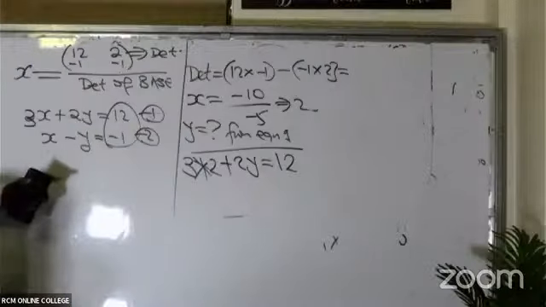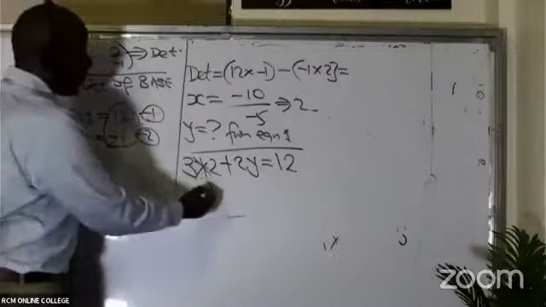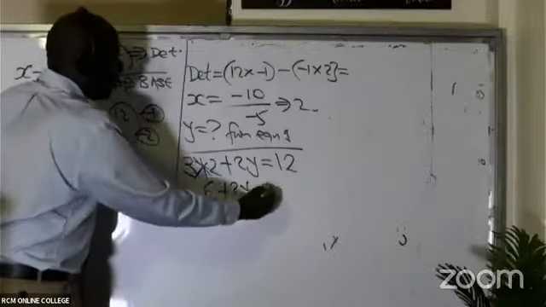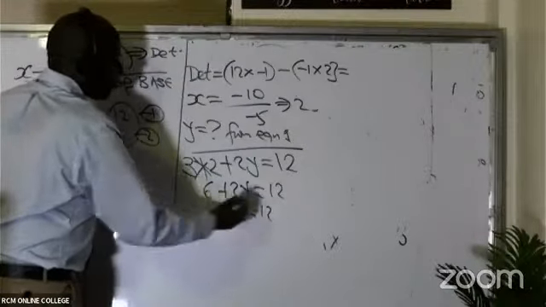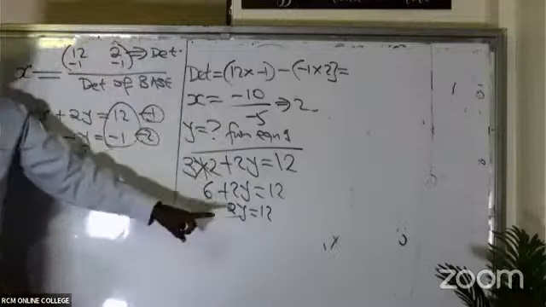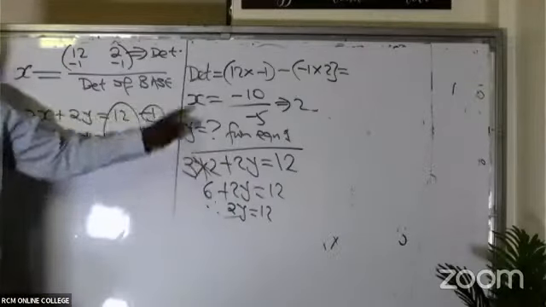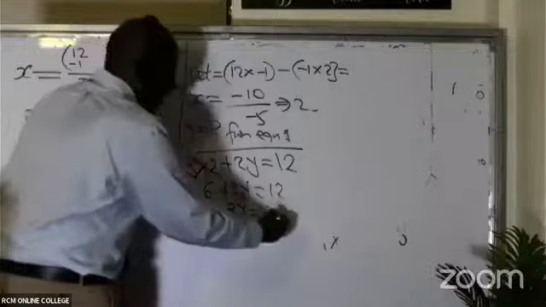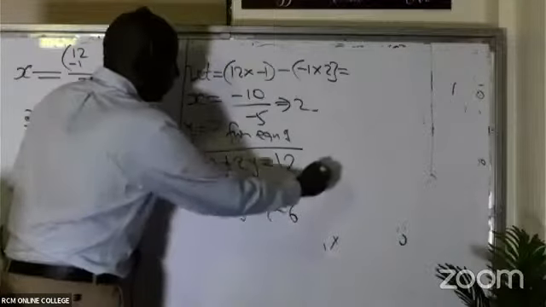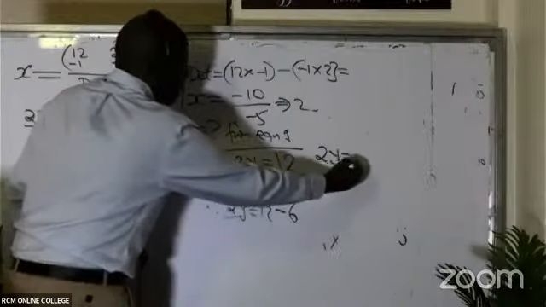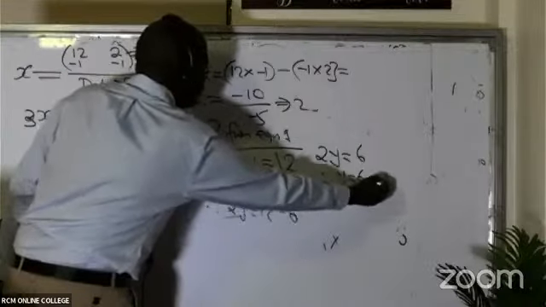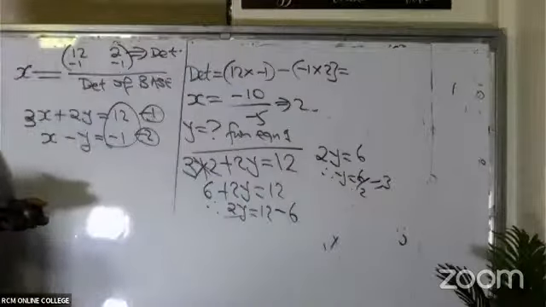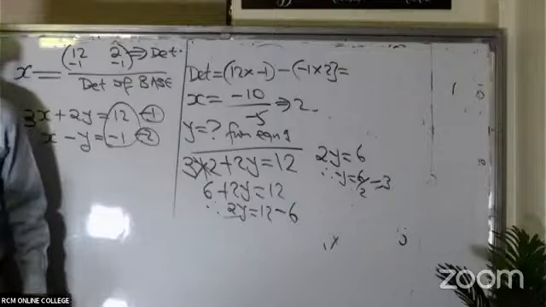So then 3 times 2 gives me 6. So this is 6 plus 2y, giving me 12. Therefore, 2y will be equal to 12. This 6 has to cross over. It has to go to the other side. So minus 6. That tells me that 2y equals 6. Therefore, y will be equal to 6 divided by 2, which gives me 3. Like that. Paula is raising her hand.